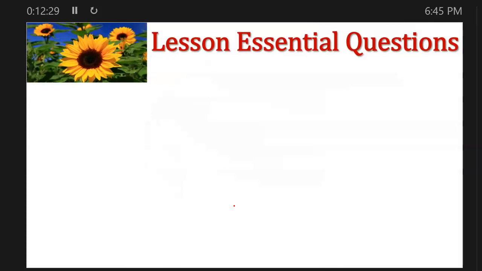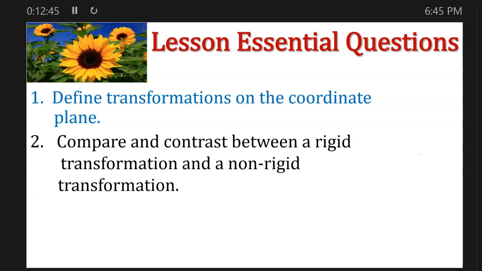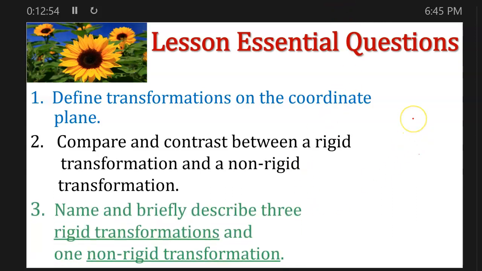Now, there are 3 essential questions that we're going to learn about in this lesson. The first essential question is define the transformations on a coordinate plane. The second essential question is compare and contrast between a rigid transformation and a non-rigid transformation. And the third essential question is name and briefly describe 3 rigid transformations and 1 non-rigid transformation.